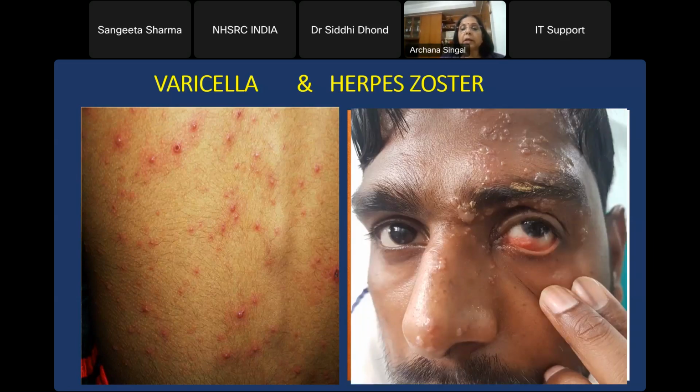So if it occurs on the ophthalmic nerve of the trigeminal, ophthalmic, maxillary, mandibular, and if there is eye involvement, this is called nose sign, Hutchinson sign. When the tip of the nose is involved, that means the nasociliary branch, which supplies the cornea, is involved. There can be corneal opacity. So it is again an emergency. You should refer the patient. Next.